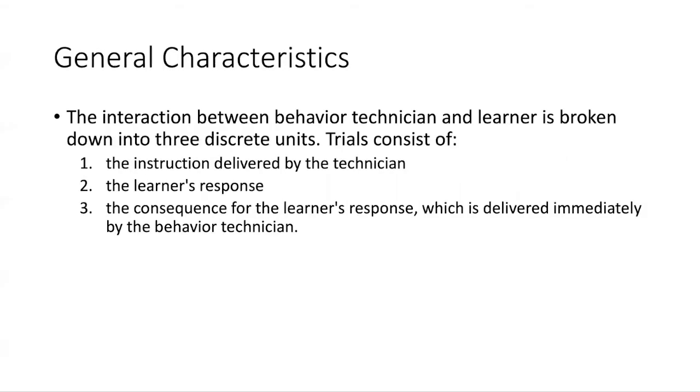The general characteristics going forward with DTT: the interaction between behavior technician and learner is broken down into 3 discrete units. The trial consists of the instruction delivered by the technician and the learner's response, and again, the consequence being delivered immediately after the response.